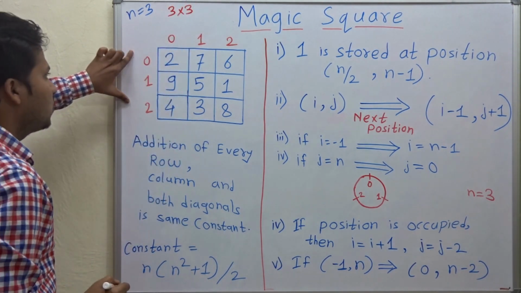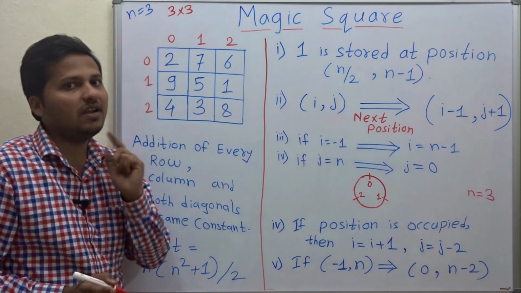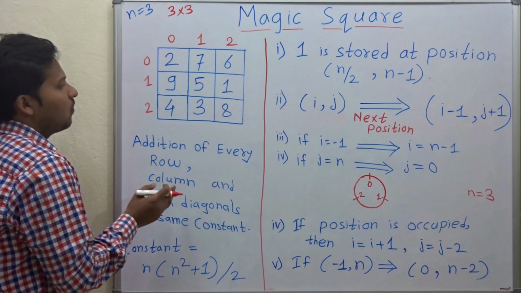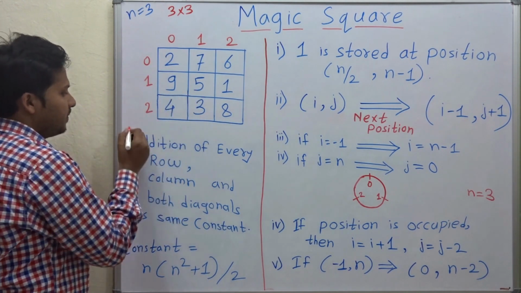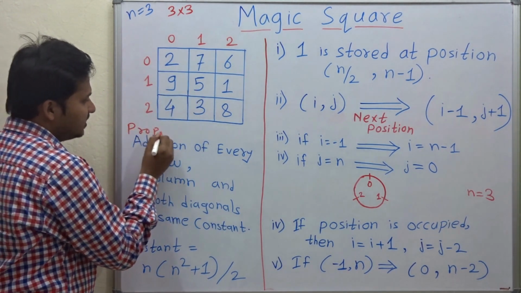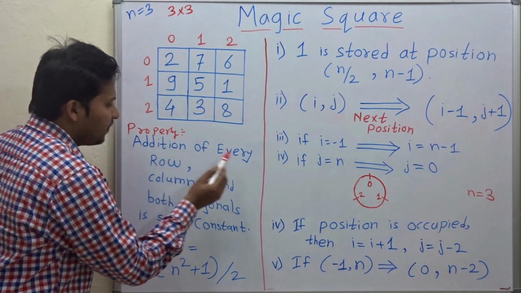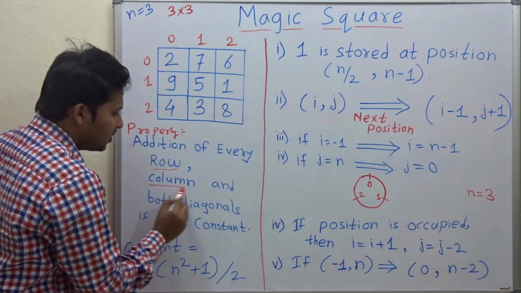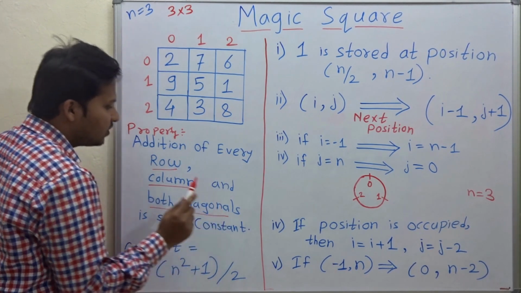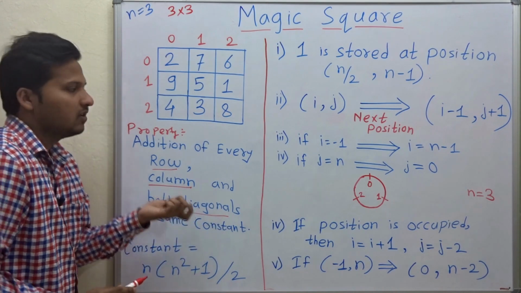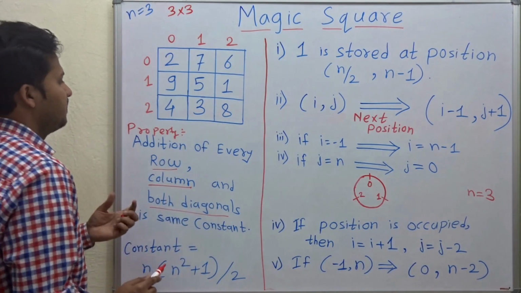So a magic square is a two-dimensional array. So let's see what are its properties. What makes it a magic square? So these are the properties. See, the first property is addition of every row, every column and both diagonals is a same constant. So let's see what does this mean.